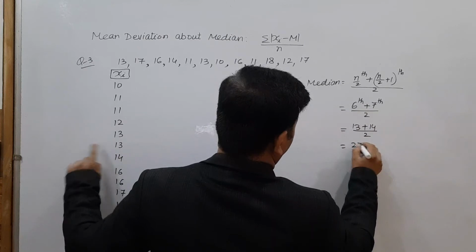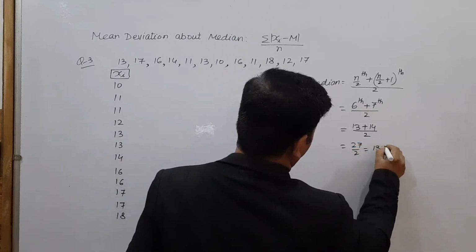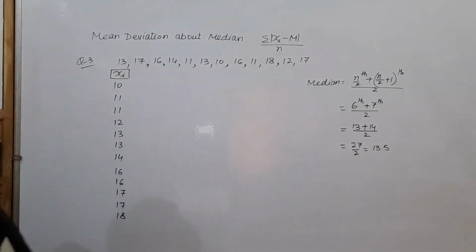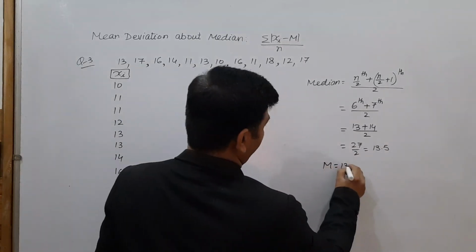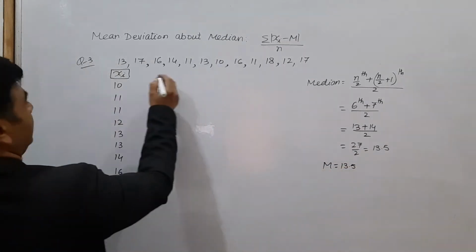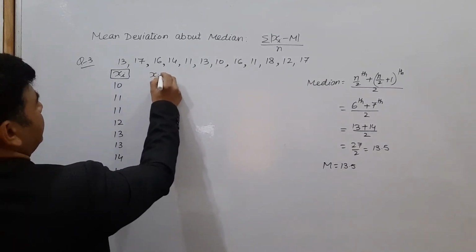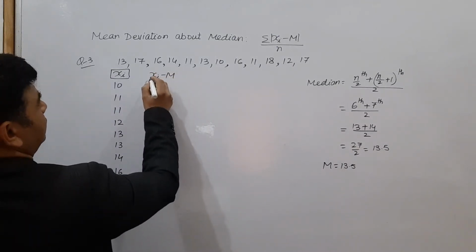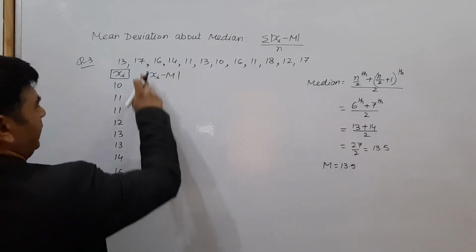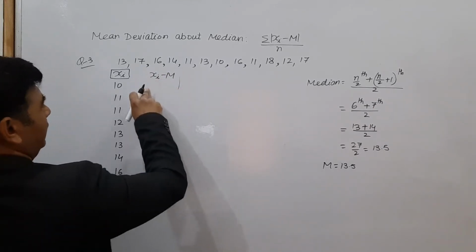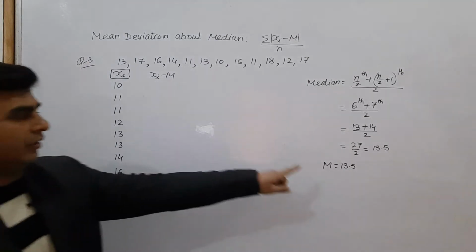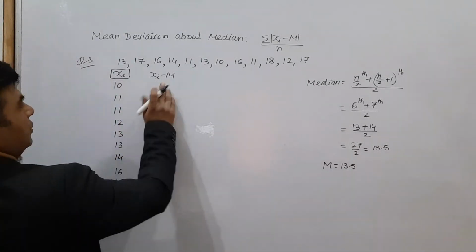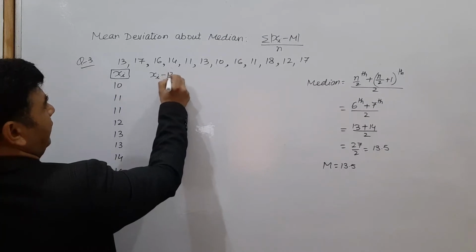This is 27 by 2 and this is your 13.5. So the median value M is your 13.5. So we will find now modulus of xi minus M. पहले तो simple निकाल लेते हैं. This is now xi minus median की value, कितनी है 13.5. So we can represent this as 13.5 directly.